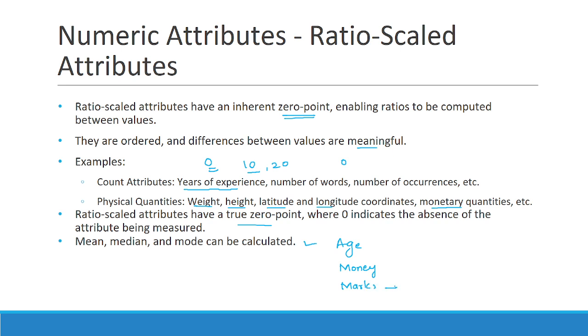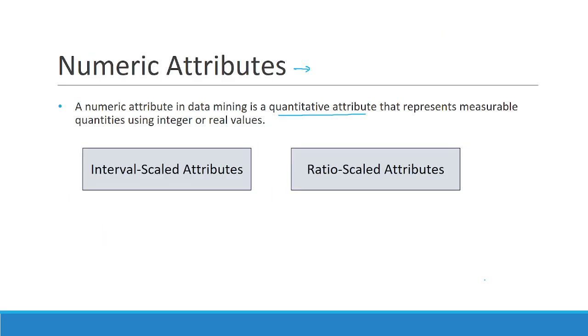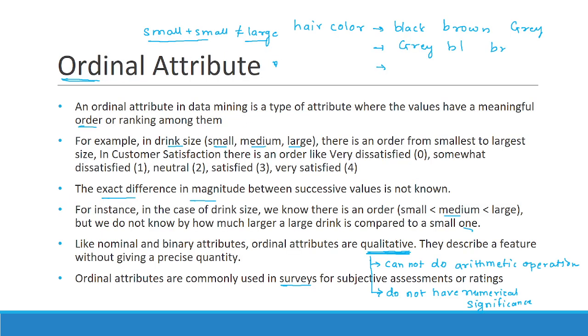Very good. Here you can take distance, speed. You can take duration. These are some examples of ratio scaled attributes. Have you understood? Yes, ma'am.